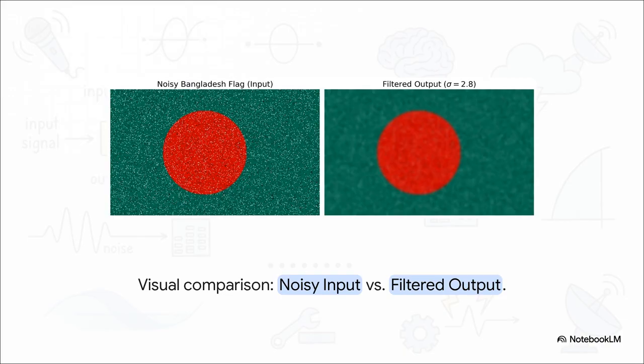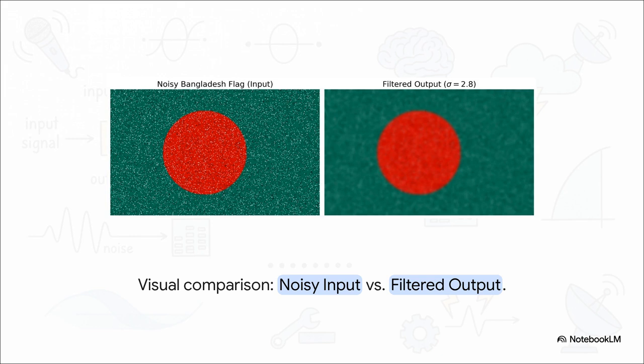On the left side, we have our noisy input flag. As we programmed, 10% of the pixels are corrupted, creating a really harsh, high-frequency static overlaying the clean geometry of the flag. Now look on the right. There is our filtered output. The algorithm was incredibly successful at averaging out that black and white noise, restoring the deep green and crimson red fields beautifully. But there is a catch.